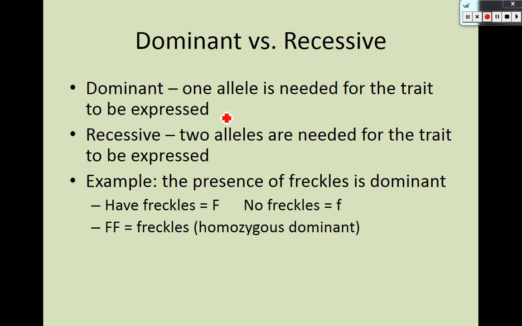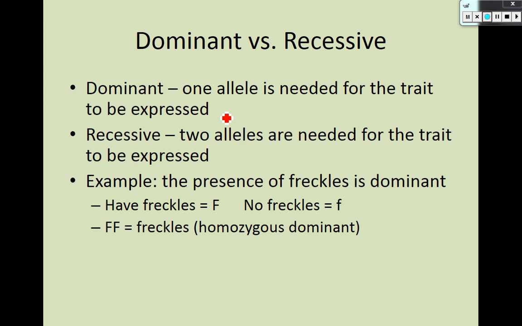You could have two dominant genes or two functional freckles genes, and so that would be big F, you would have freckles, and we would call that genotype homozygous dominant. So the dominant comes from the fact that they're both functional genes.